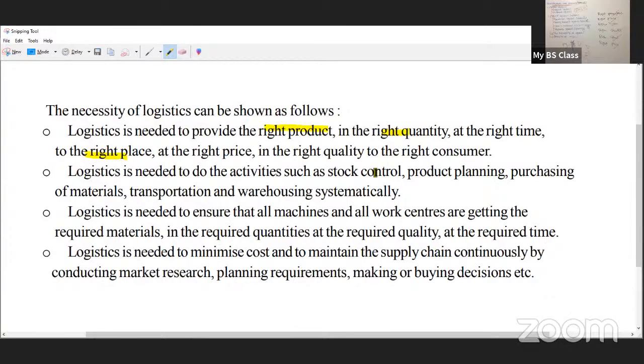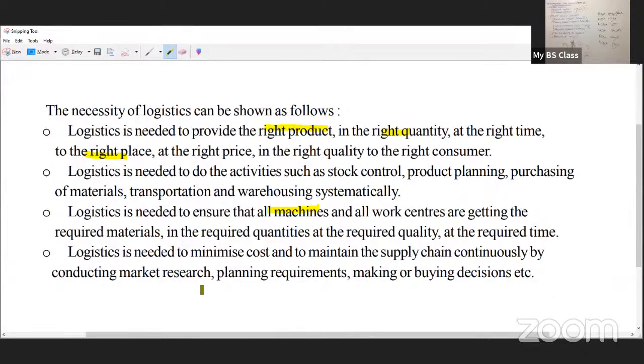So right, total planning and logistics are needed to ensure that all machines and all work centers are getting the materials and they are engaged in the process. Otherwise, like I said, idle time is created. The machines are not bad, but they are still waiting for those. So due to that time gap, the idling time is created.